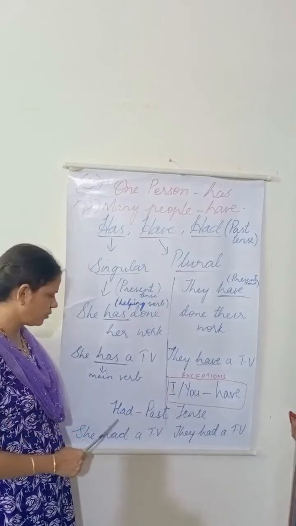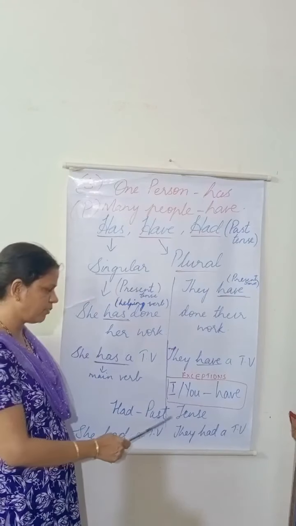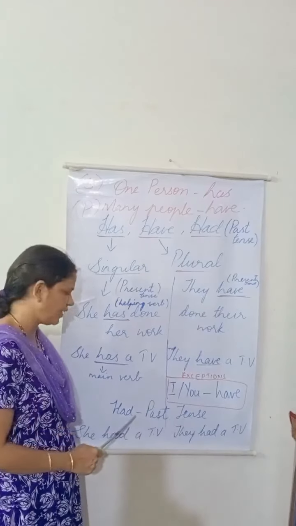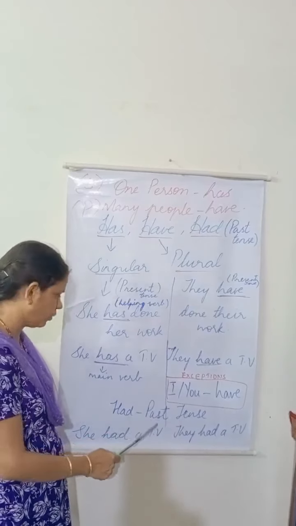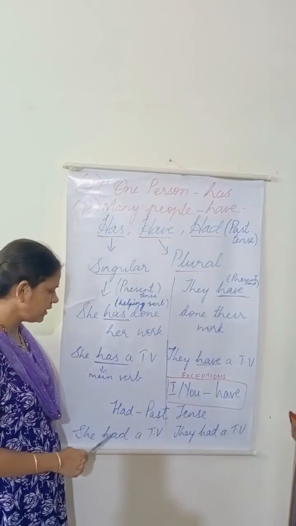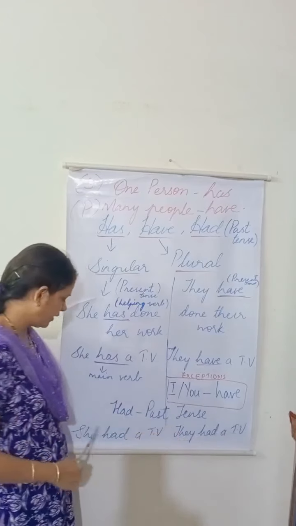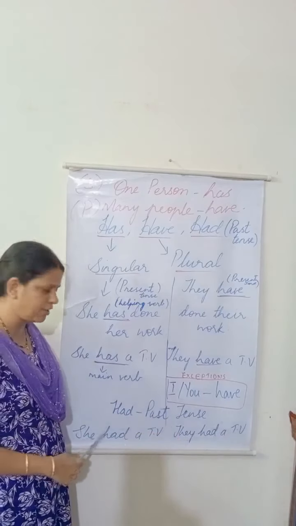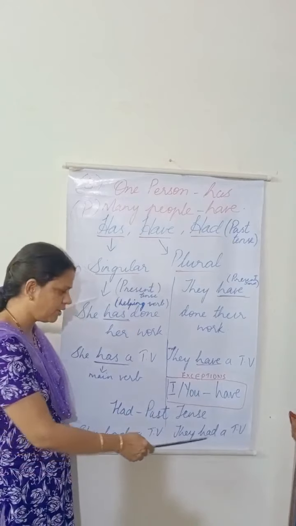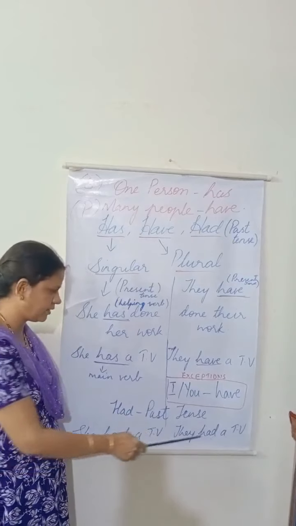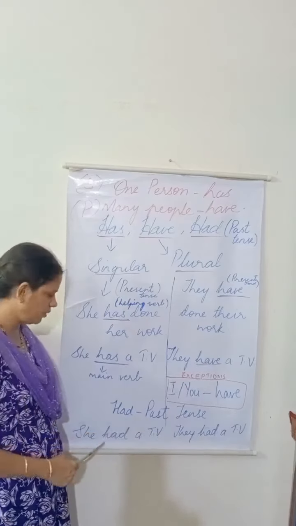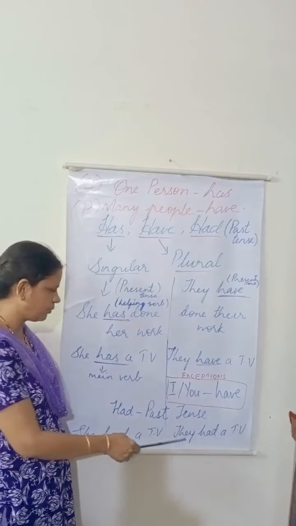Now we move on to had. Had is used in the past tense form. When the action is finished and it's over, you use had. She had a TV. They had a TV. Whether the subject is singular or the subject is plural, this had does not change. The verb had will not change whether the subject is plural or singular.